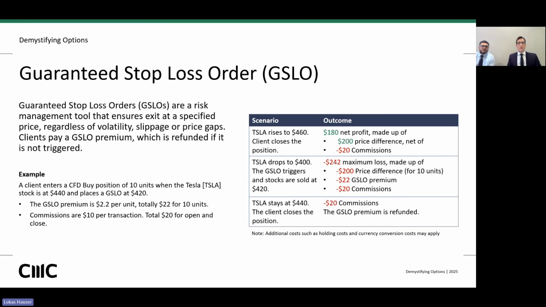Then what happens if the Tesla stock stays around here at 440? In that case, we would only lose the commissions if we close the position. And this is now one way to manage the risk, but we now discuss options, which is another way of implementing a very similar exposure where we have upside, but limit the downside exposure.